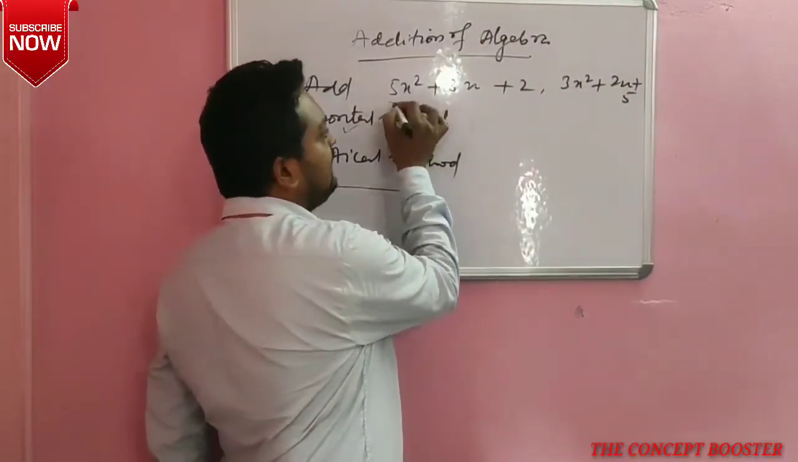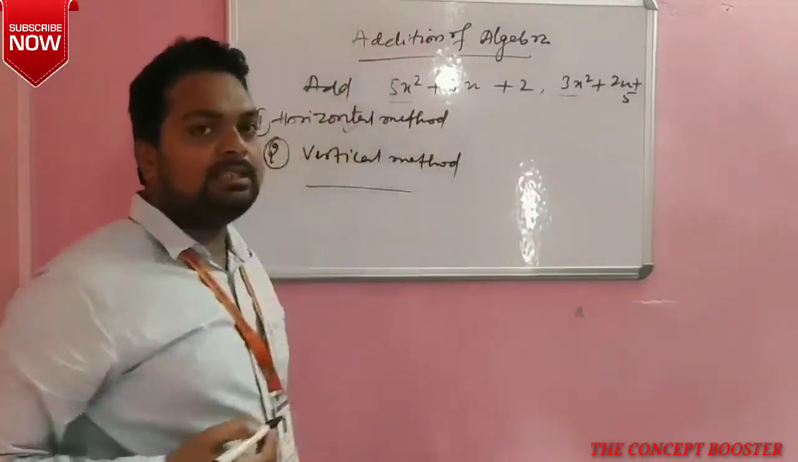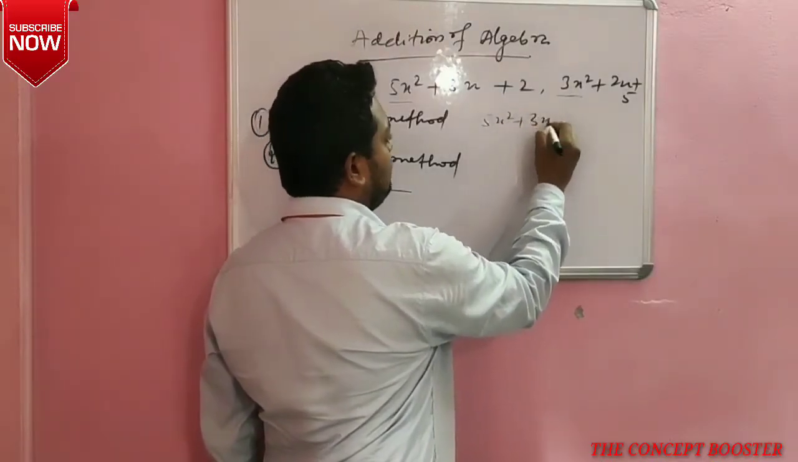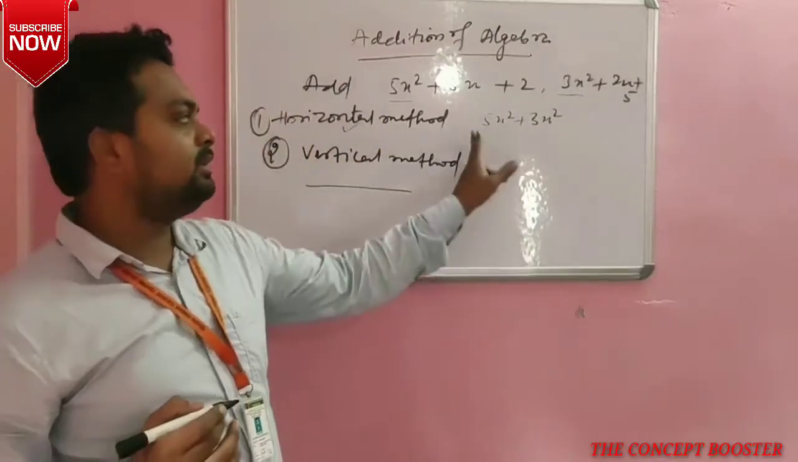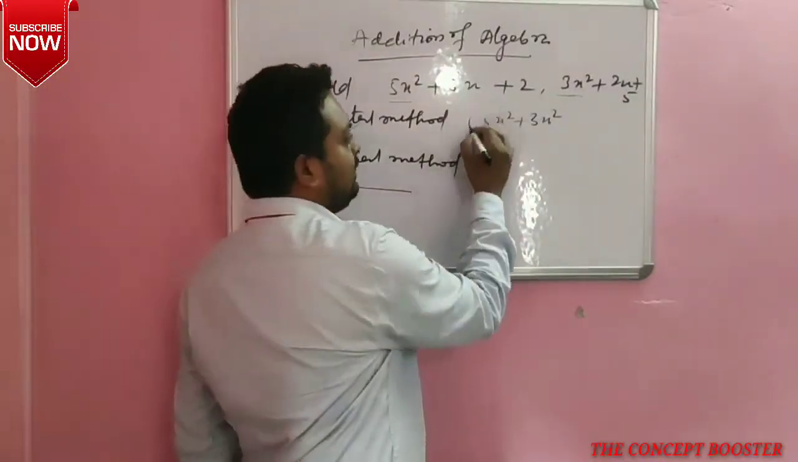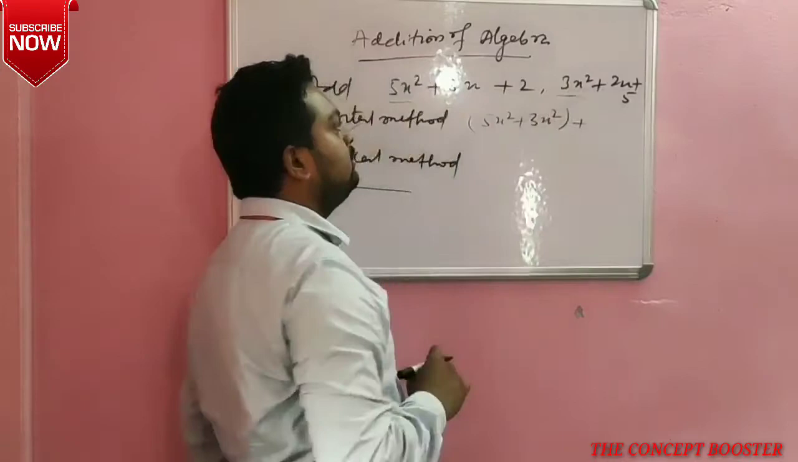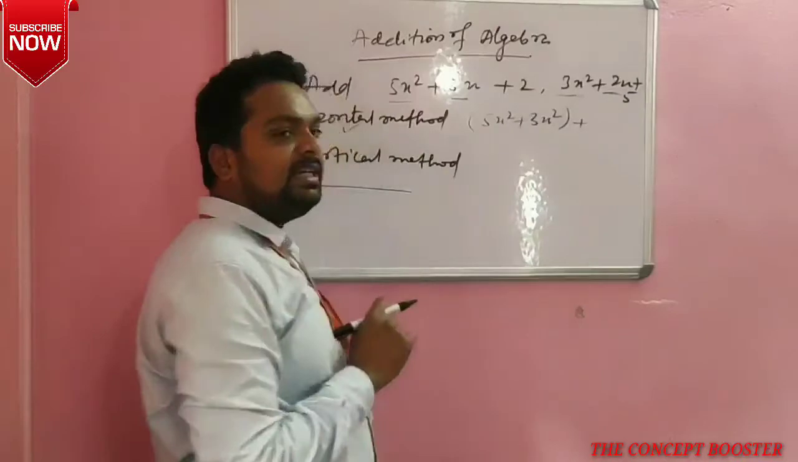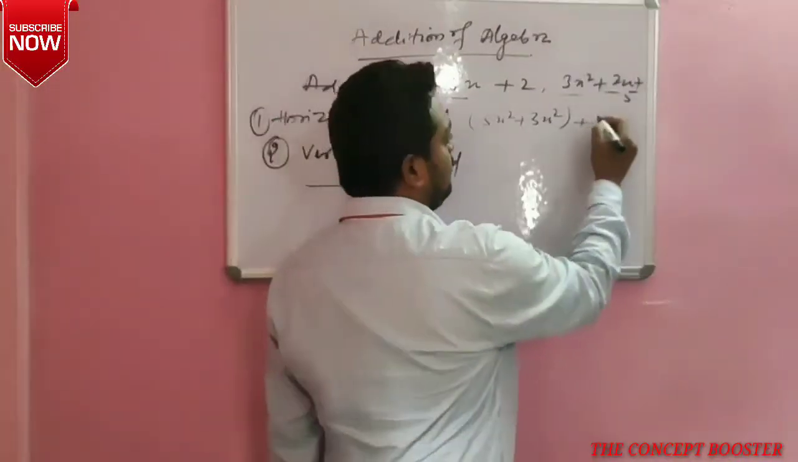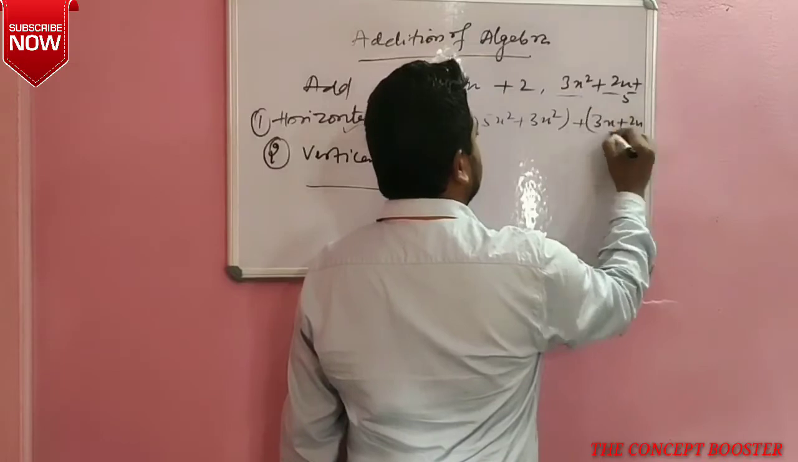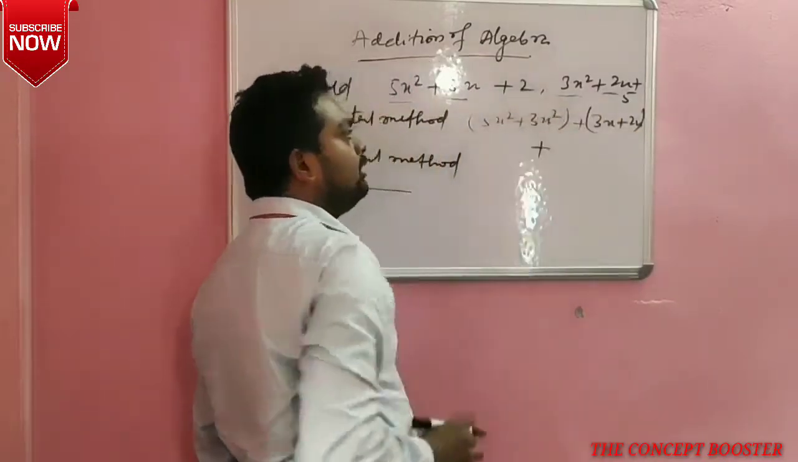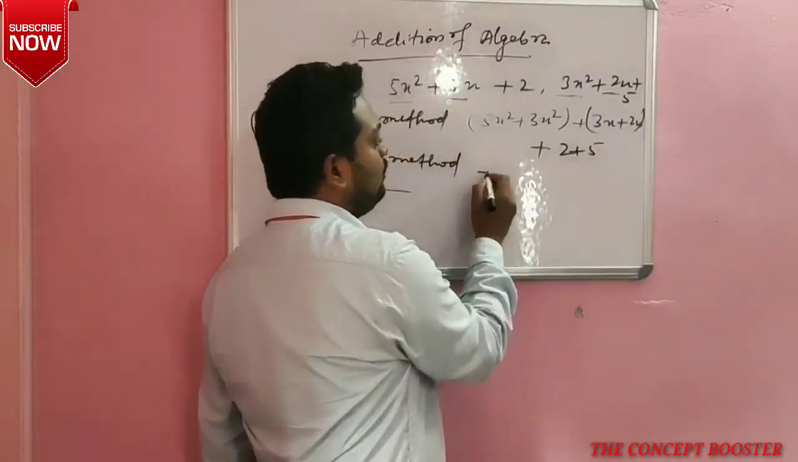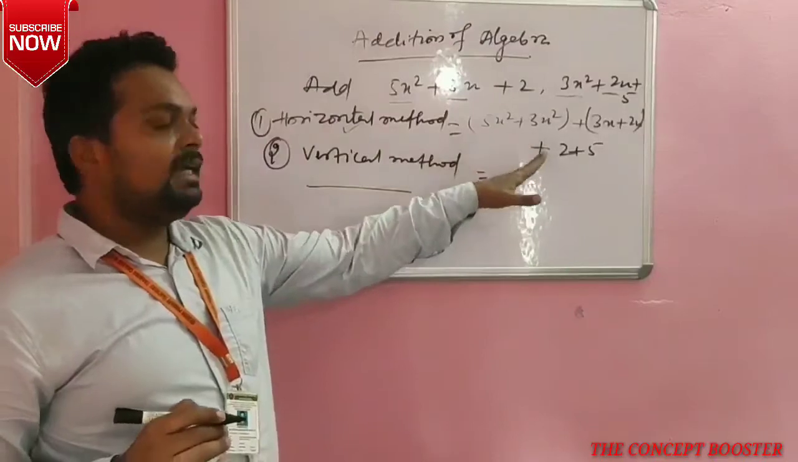So you can see here this x square and x square are the same, that is the like variable. So you can write first 5x square and 3x square. Okay, because these two are like terms, so just take them together. Then the next one is 3x, and this 3x is a like term with 2x. So 3x plus 2x, take them together, and then the constants, that is 2 and 5, so add 2 plus 5, and now you can add it simply.